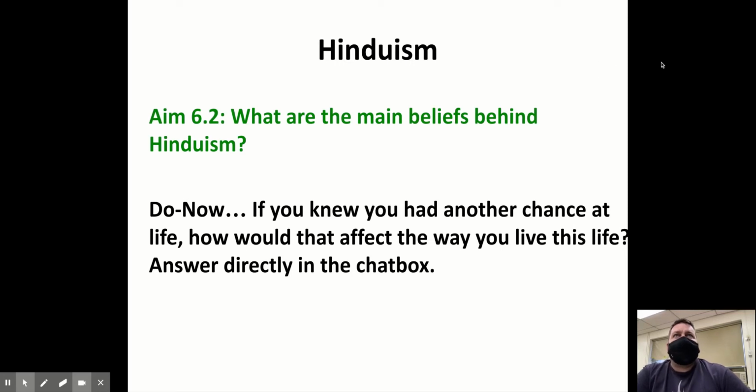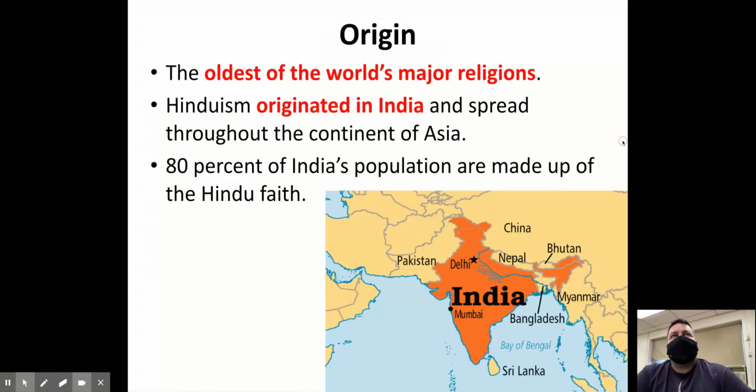All right, so aim 6.2, what are the main beliefs behind Hinduism? By the end of this lesson, you should be able to answer that question mostly. Here we go.